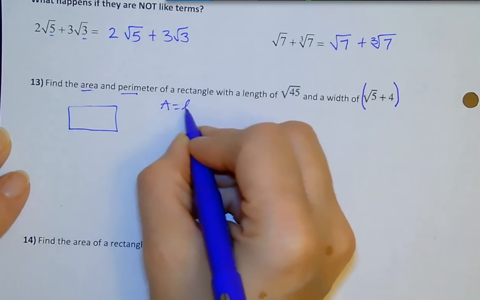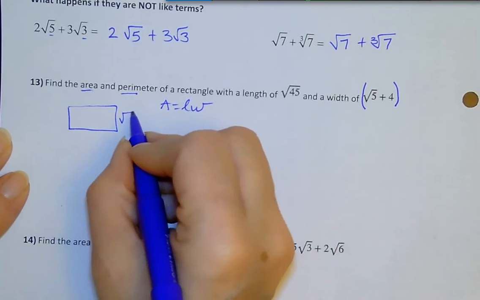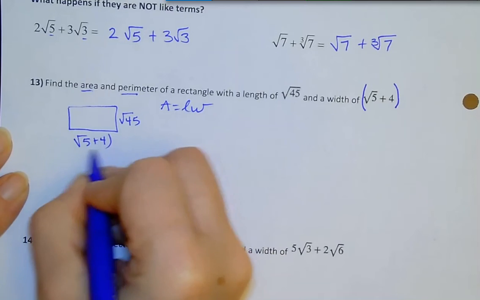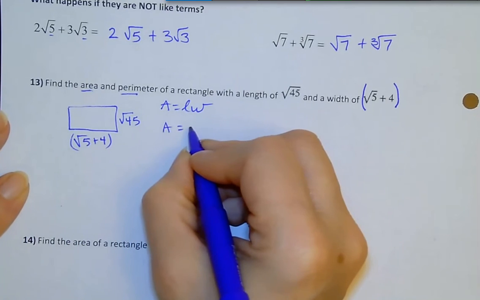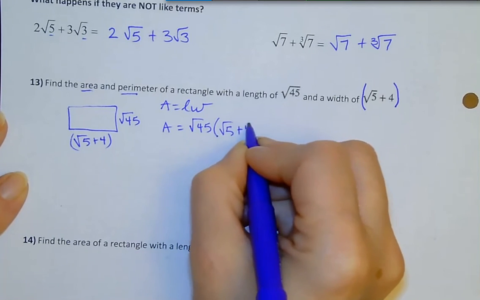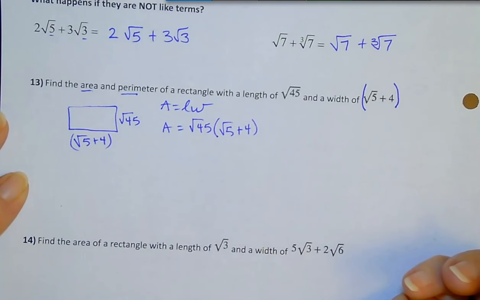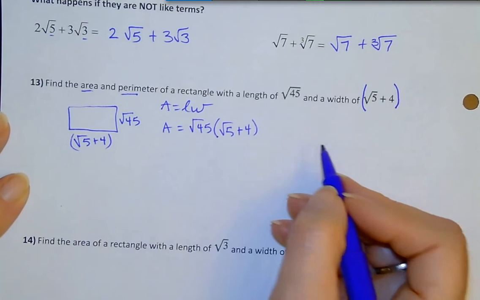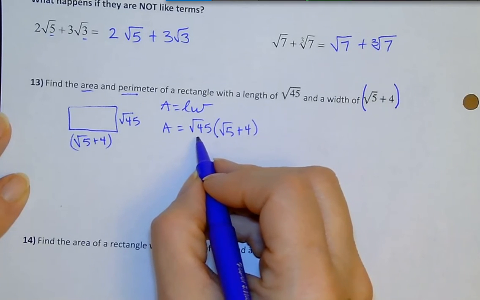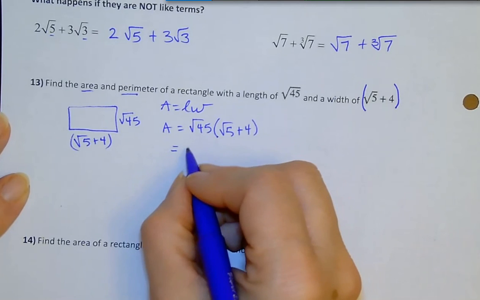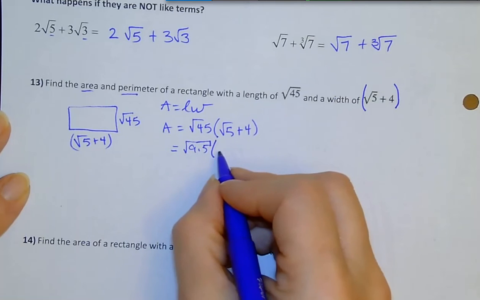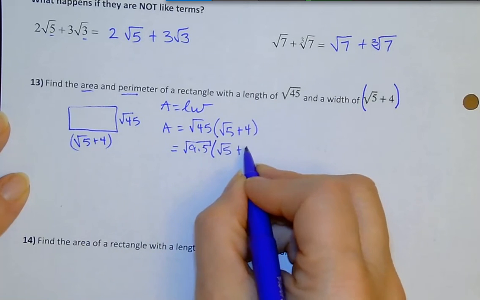So I know area equals length times width. So I'm just going to say the length is square root of 45 and the width is square root of 5 plus 4. So I know area equals square root of 45 times square root of 5 plus 4. Okay, I can simplify that square root of 45 first if I want to, and I think I might. I think I'm actually going to go ahead and say that that is the square root of 9 times 5. Oops, keep that all under the house. Keep this square root of 5 times 4.